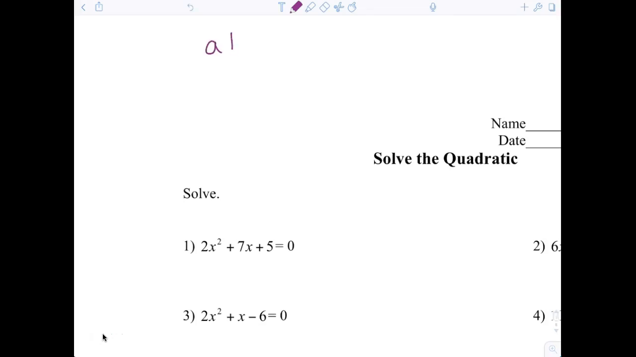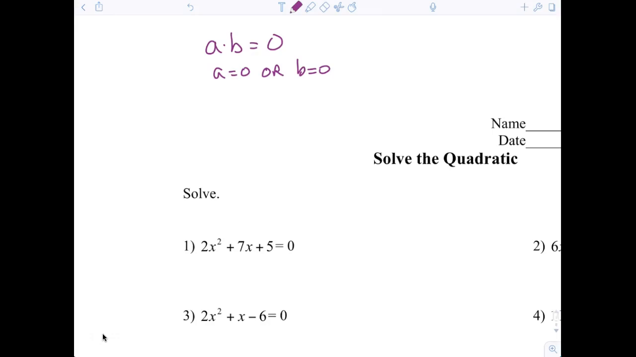If I say AB equals zero, or A times B equals zero, what has to be true? One of them has to be zero. Exactly correct. Either A is equal to zero or B is equal to zero. That should be logical because zero times anything is always what? Zero.